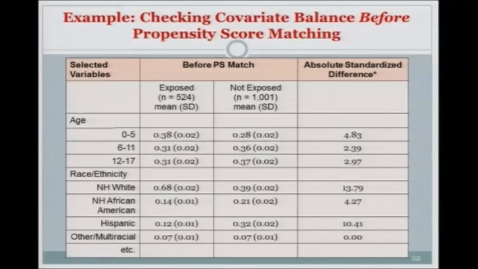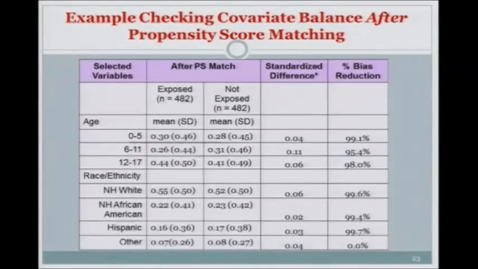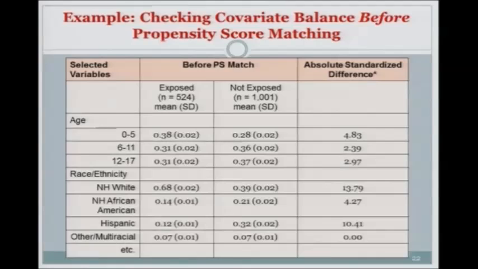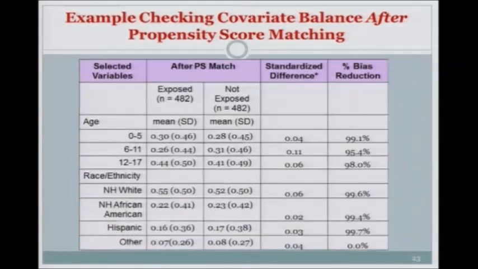That's the percent by which the difference in the means on a standardized scale, right? So then after the match, you can see how this goes down to 0.04, 0.11. These are almost equivalent then. So that's the idea. But now you see you have exposed 482, not exposed 482. You remember in the last slide there were 524 program participants, so here you've lost some people in the matching process, right? And now you have equivalent sized, it's 1-to-1 matching here, okay?